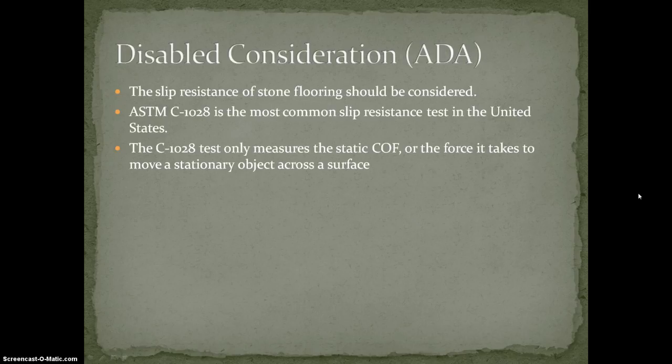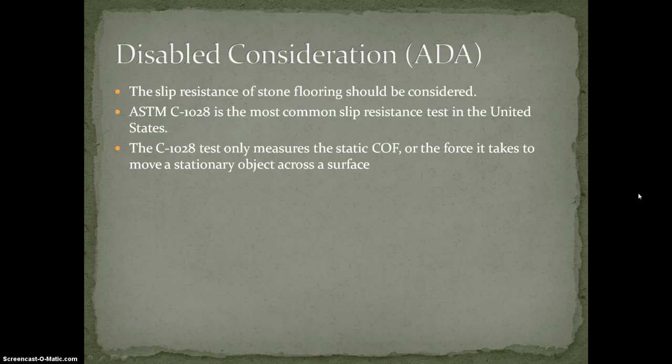The disabled considerations, or ADA. The slip resistance of a flooring should be considered. ASTM C1028 is the most common slip resistance test in the United States. It's a manual test that requires a person to pull on a spring weight until the sample moves across the surface of the floor, and is therefore subject to user error. Difficulties could be derived from repeated testing of the same material. There's no consensus as to the amount of resistance that is required to produce slip resistance.